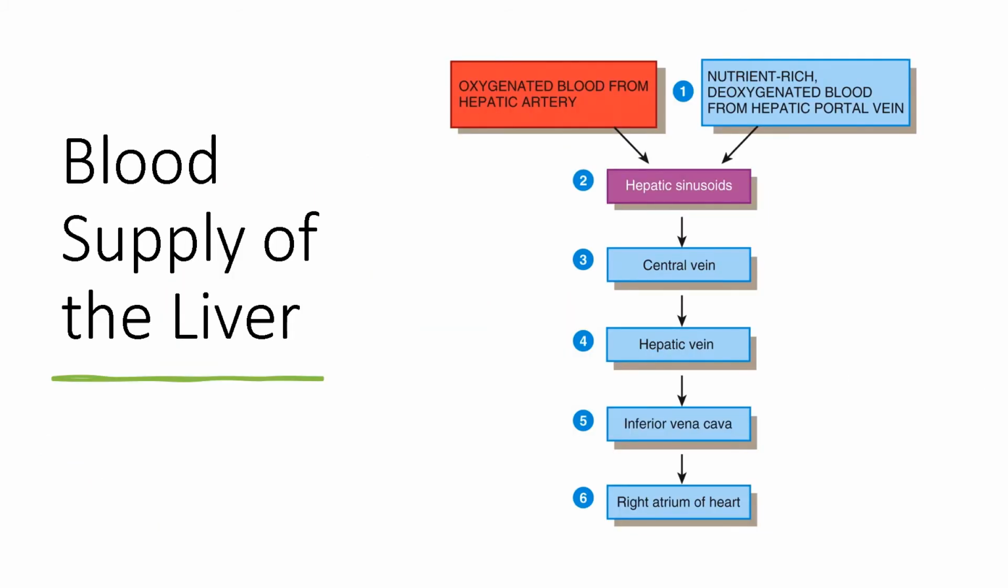Now the liver receives blood from two sources. It gets oxygenated blood from the hepatic artery, and then the hepatic portal vein also provides deoxygenated blood containing newly absorbed nutrients, drugs, and even possibly microbes and toxins from the gastrointestinal tract. So both of those blood sources are going to go through the hepatic sinusoids, to the central vein, hepatic vein, and then through the systemic circulatory system.